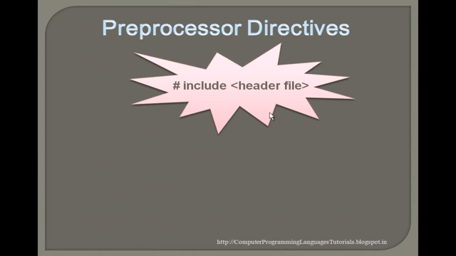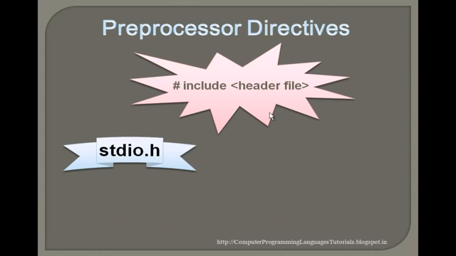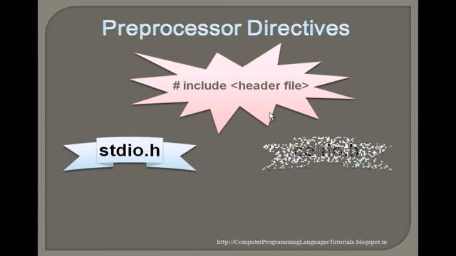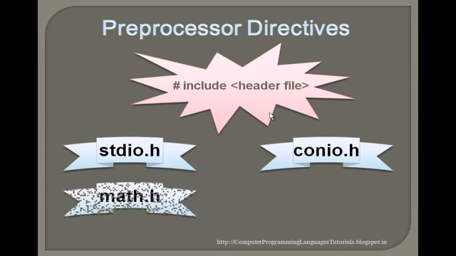How to write the preprocessor hash, or how to include the header files. Hash include header files. What are the header files? The stdio.h, that is standard input output functions, are stored under this file. Printf, scanf functions are stored under stdio.h. Console input output functions, getch, clrscr, these functions are stored under conio.h.